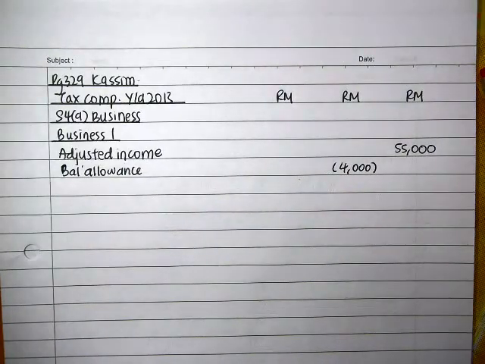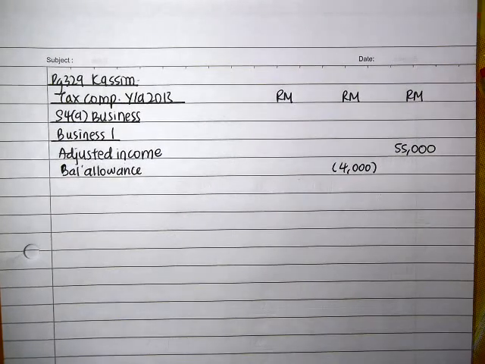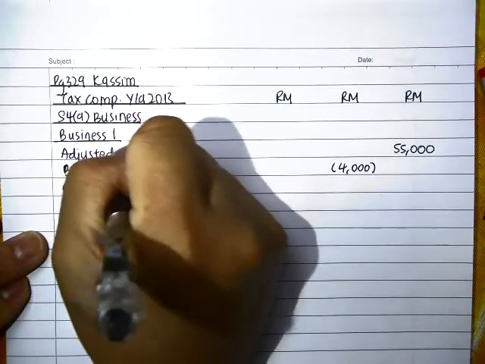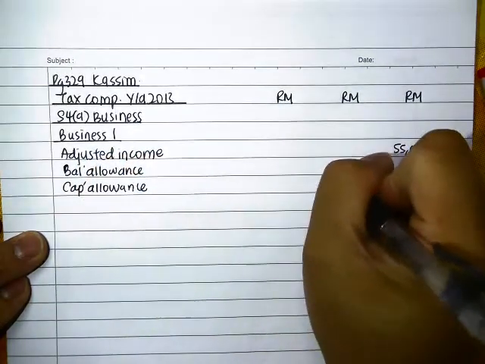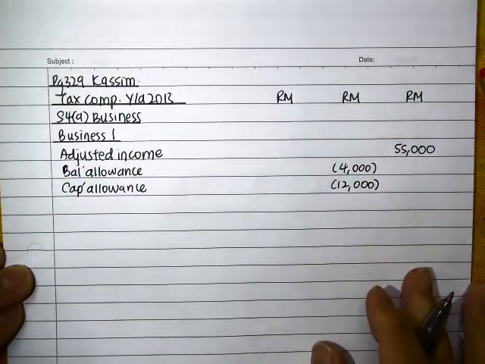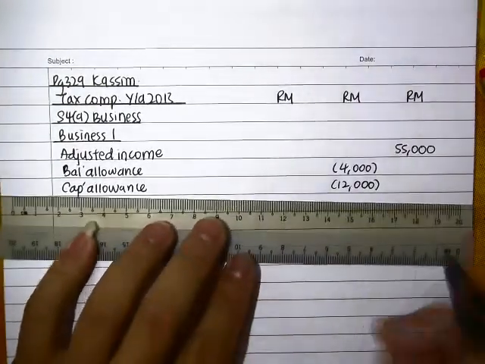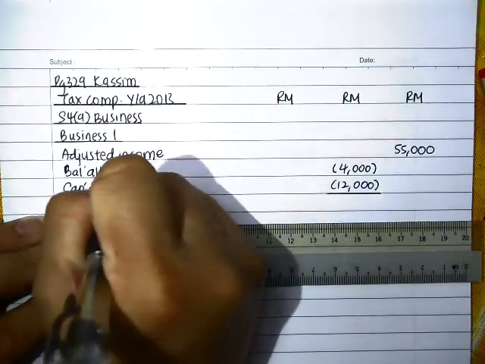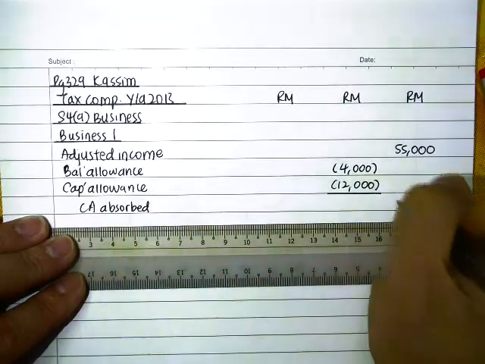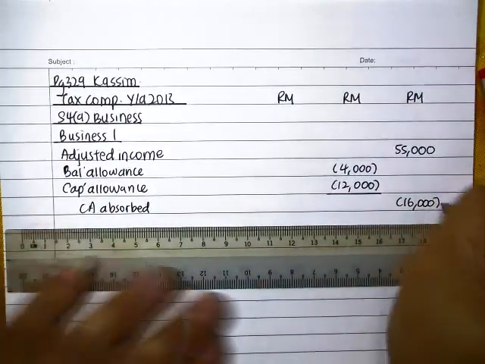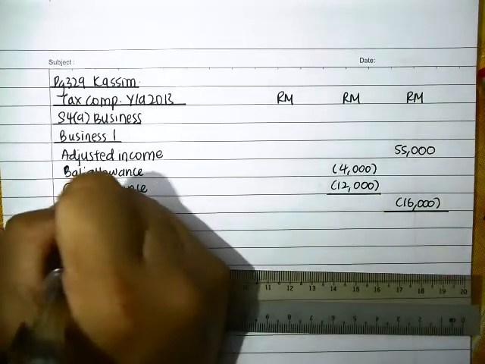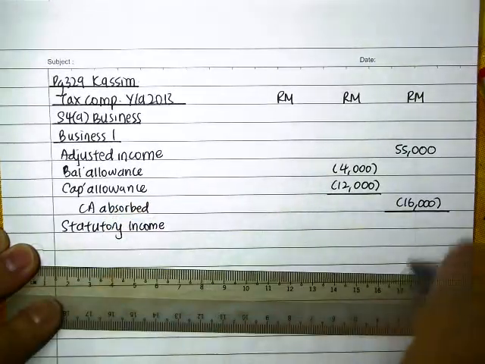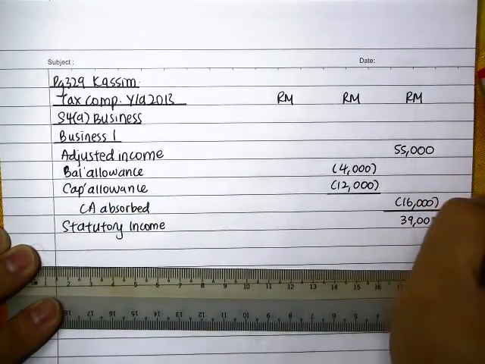Now besides the balancing allowance, they also give us the capital allowance, which is 12,000. Now that's it. So in total, the allowance available that we absorb will be 16. Now that will bring us to statutory income, 39.